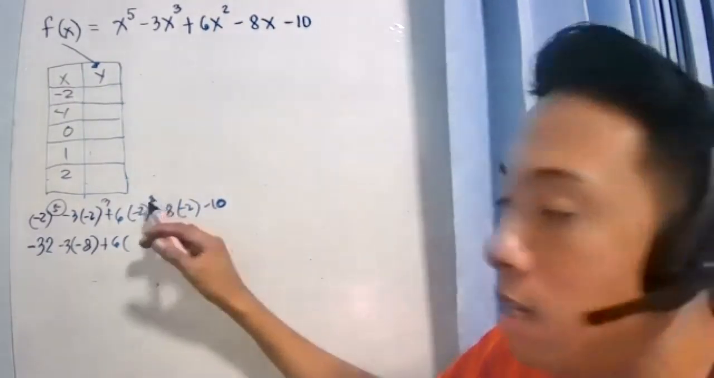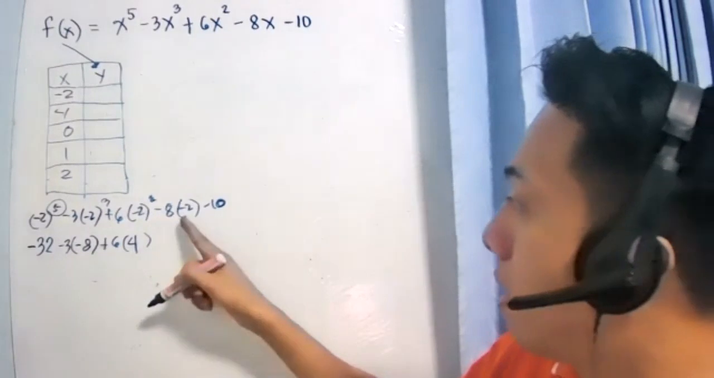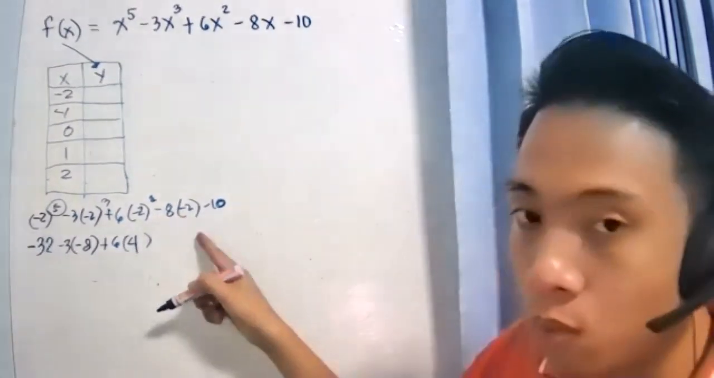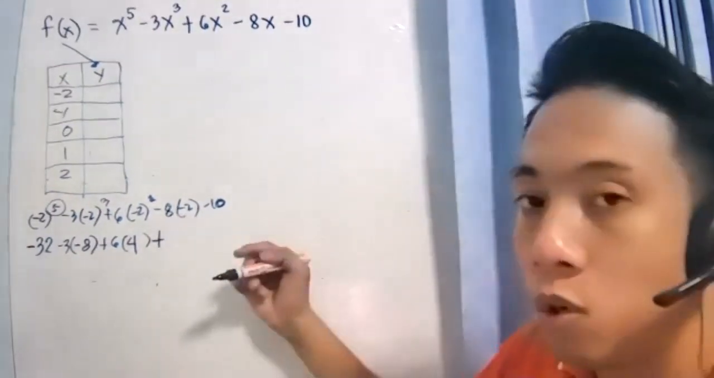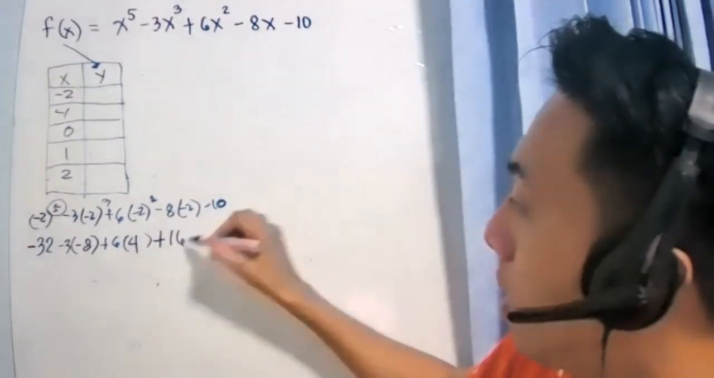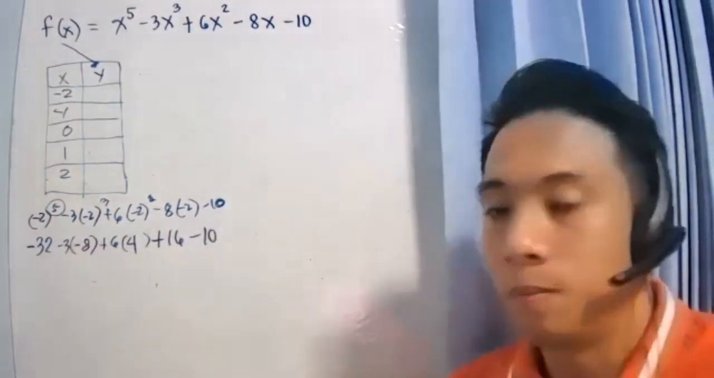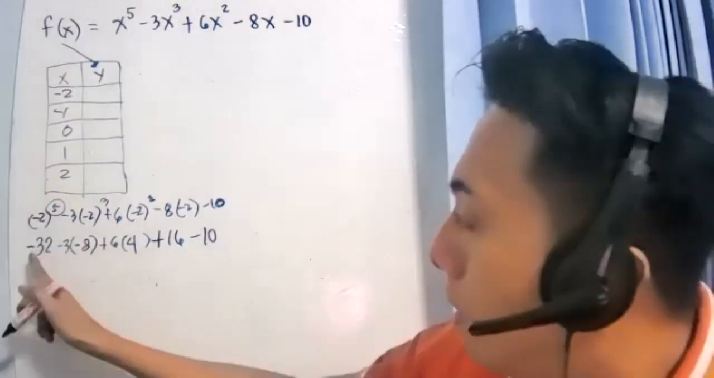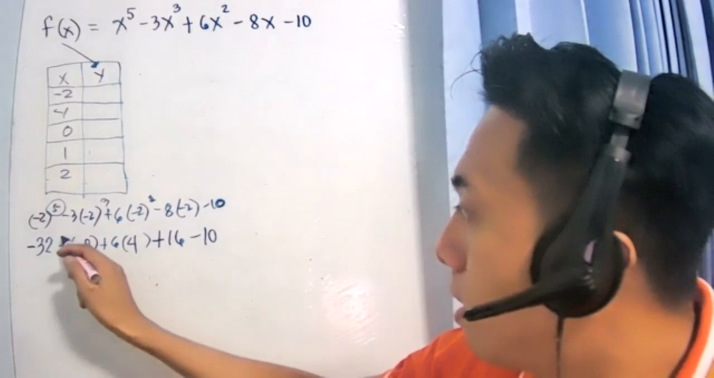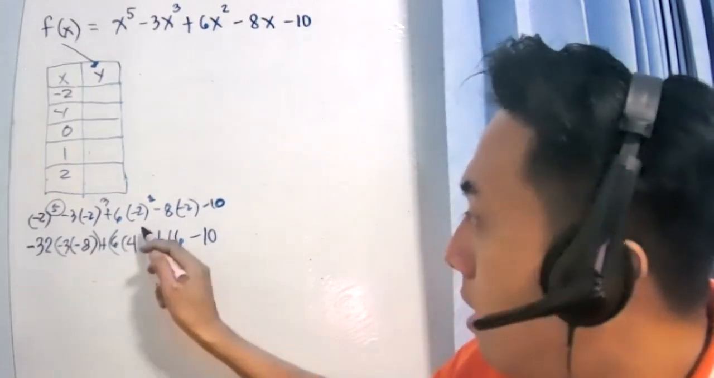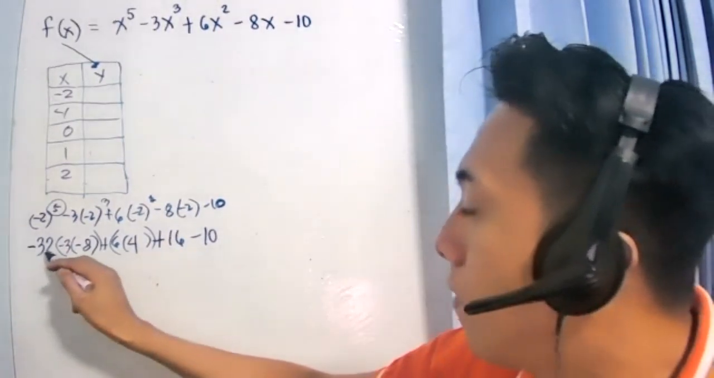2 squared is 4. And then -8 times -2. Negative times negative will become positive. 8 times 2, that is 16, minus 10. Okay, let's make it simple. -32. On this one, firstly, we need to multiply this and this, para mag-shortcut na tayo mamaya. So we have here -32.